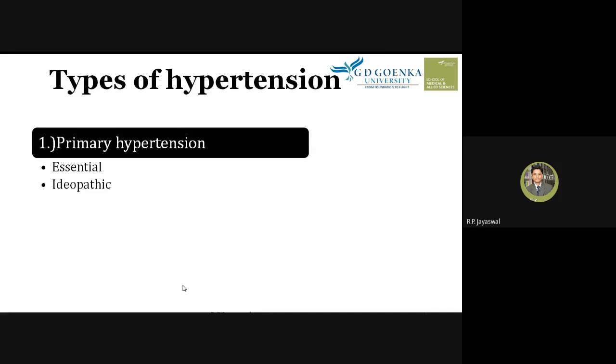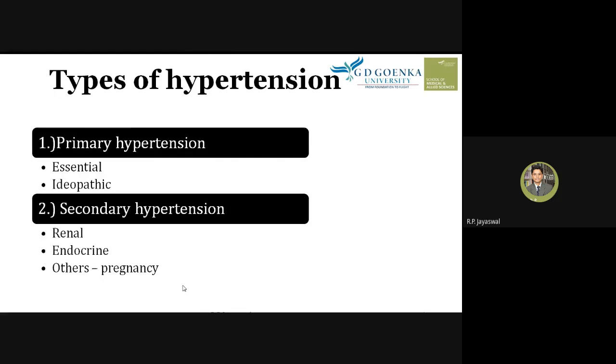Which is idiopathic, means the reason is not known, the cause is not known. Whereas secondary hypertension can be because of a renal disorder, or because of an endocrine disorder, or sometimes it can occur during pregnancy. So there are two major types of systemic hypertension, primary and secondary.